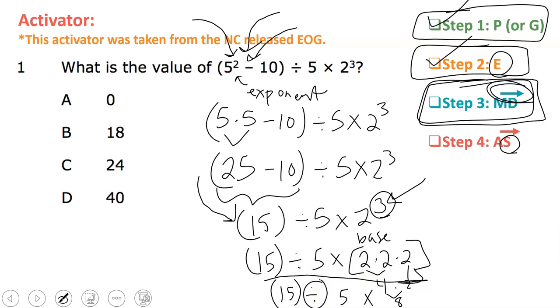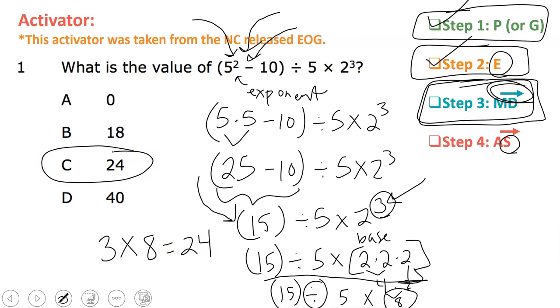So I'm going to divide the 15 by the 5, and I get 3. And then 3 multiplied by 8 gives me 24. So my answer is C, 24.